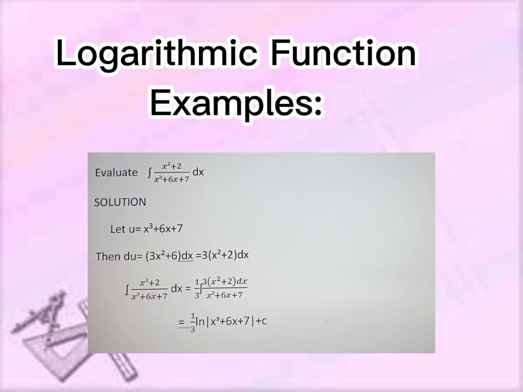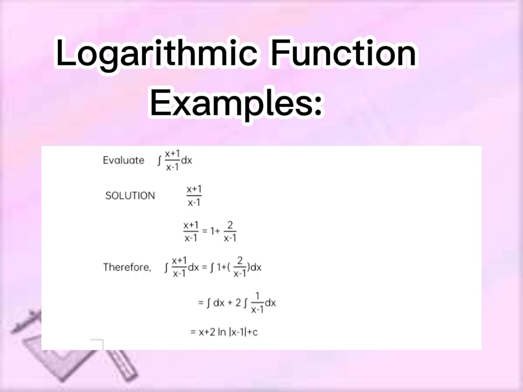So this is problem number 2. Evaluate the integral of x squared plus 2 all over x cubed plus 6x plus 7 dx. So here is the solution. Our u is equal to x cubed plus 6x plus 7, and our du is equal to 3x squared plus 6 dx. That is equal to 3 times x squared plus 2 dx. To integrate x squared plus 2 all over x cubed plus 6x plus 7 dx, that is equal to 1 over 3 integral of 3x squared plus 6 dx all over x cubed plus 6x plus 7, which is the value of our du all over u. Therefore, we have 1 over 3 ln of x cubed plus 6x plus 7, which is the value of our u, plus c, which is the constant.